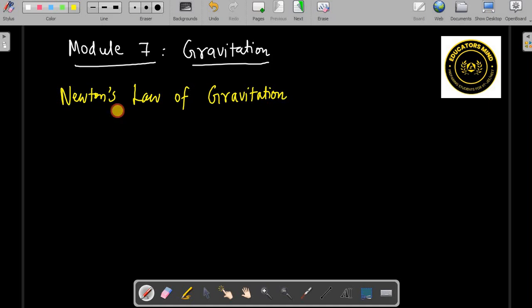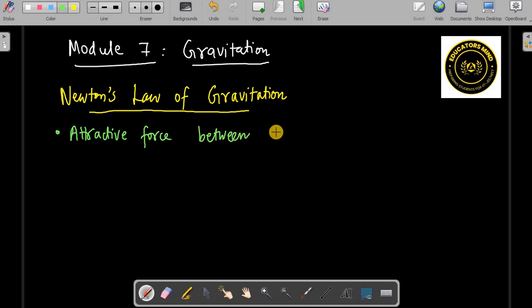The first thing that we should know is that this is an attractive force between any two objects. So you can say that any two objects in this universe attract each other with an attractive force. That force is gravitational force.